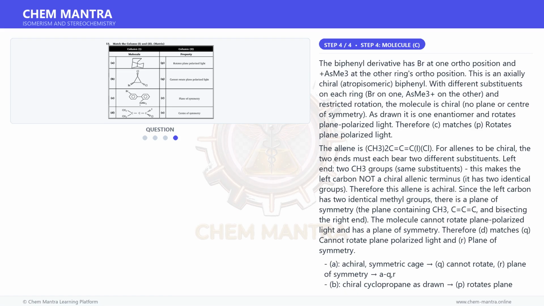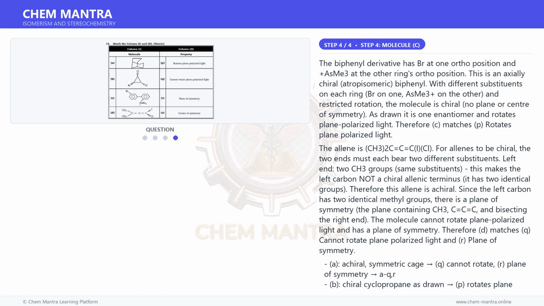The allene is CH3 to C=C=C, ICl. For allenes to be chiral, the 2 ends must each bear 2 different substituents. Left end: 2 CH3 groups, same substituents. This makes the left carbon not a chiral allenic terminus, it has 2 identical groups. Therefore, this allene is achiral.